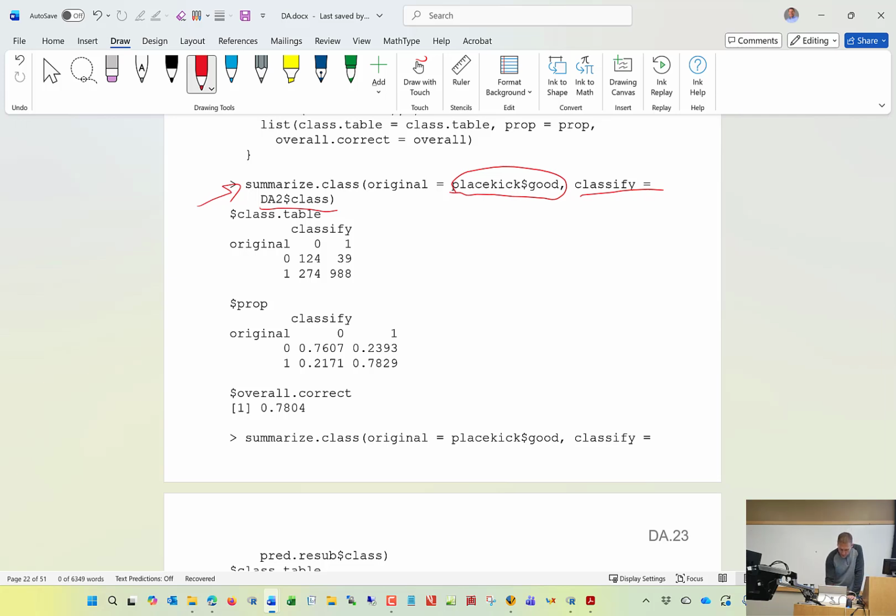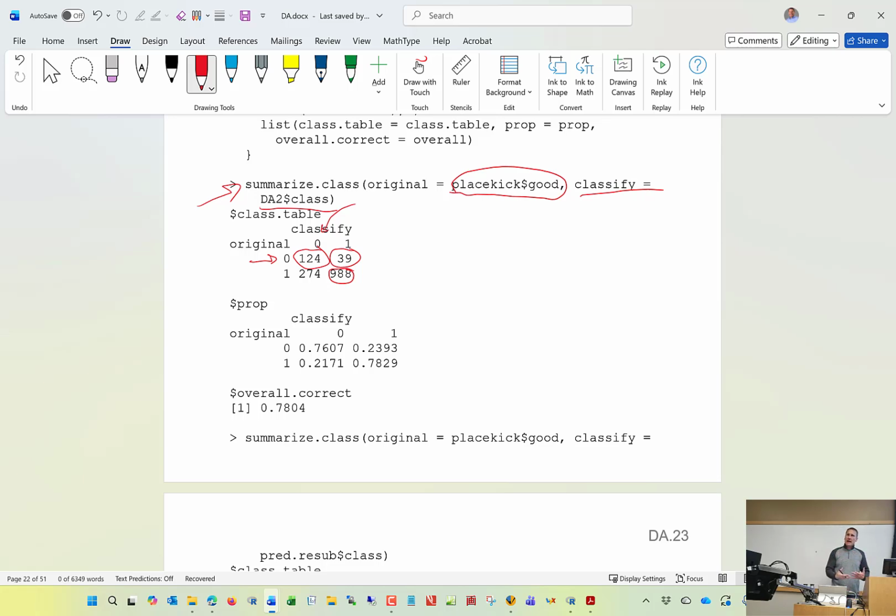So on the rows of this 2x2 table, we have a 0 for original, and let's match it up with the column for classify is equal to 0. So what this 124 represents is that 124 times we observed a failed place kick, and it was correctly classified as a failure. 39 times it was incorrectly classified or predicted to be a success. 988 times an observed success was predicted correctly. 274 times it was incorrect.